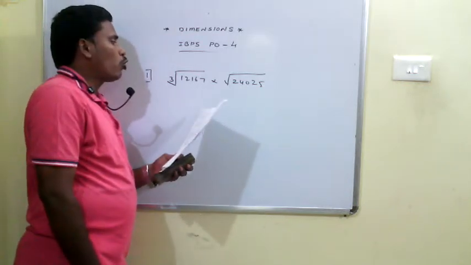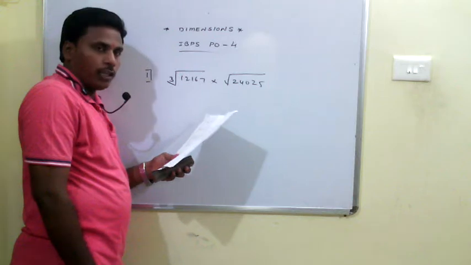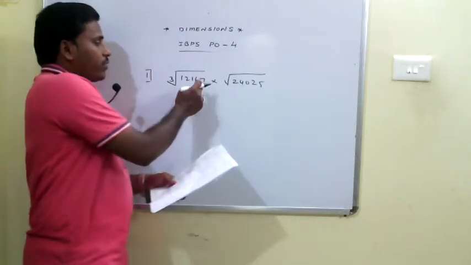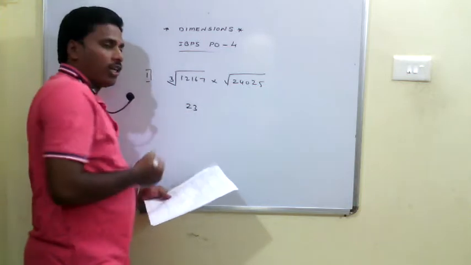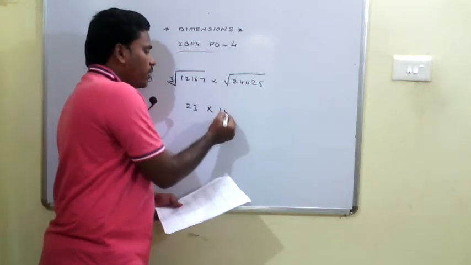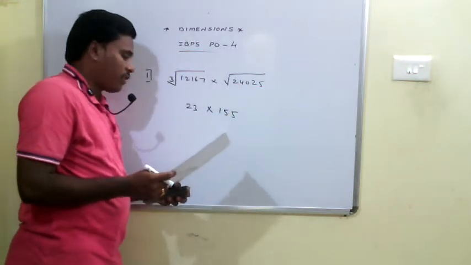Cube root of 12167: we know that 20 cube is 8000, so this value is more than 20 cube. Calculate 25 cube, it ends with 7, so its value is 23 cube. If you simplify, this is 23, and the square root is 155. So 23 into 155 is your answer for the first problem.